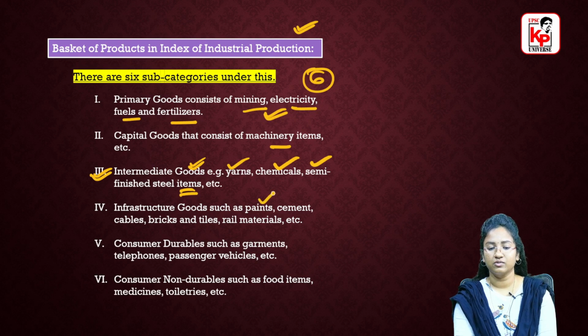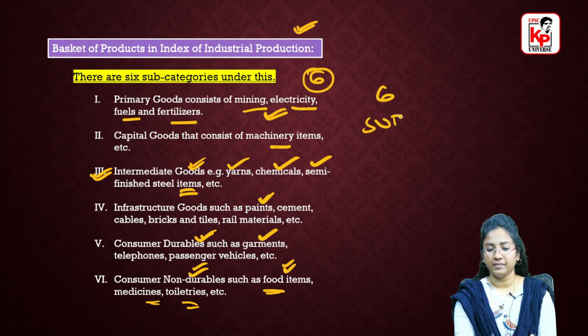And infrastructure goods: under this we have paints, cement, bricks, tiles, rail materials, etc. Consumer durables: we have garments, passenger vehicles, telephones. And under consumer non-durables, we have food items, medicines, toiletries, etc. So these are the 6 subcategories that we have.